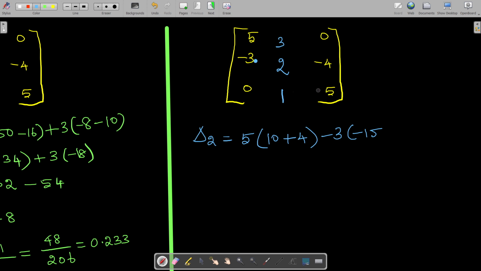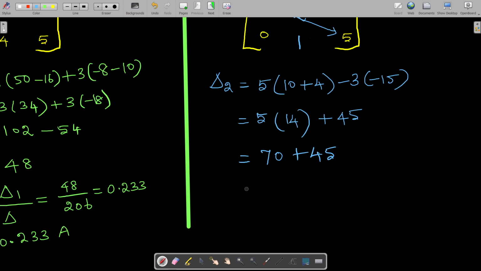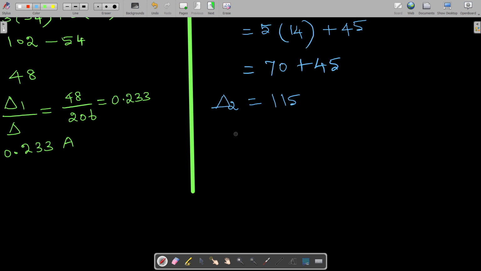So this is minus 3 into 5, that is minus 15, minus this 0. Okay, 4 into 0 is 0. Then 0 into everything is 0. So we got this. This is equal to 5 into 14 minus of minus, plus 45. So this is 70 plus 45. This is equal to 115. So del 2 is equal to 115.